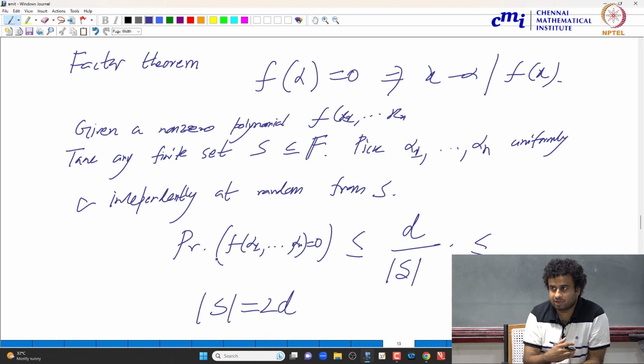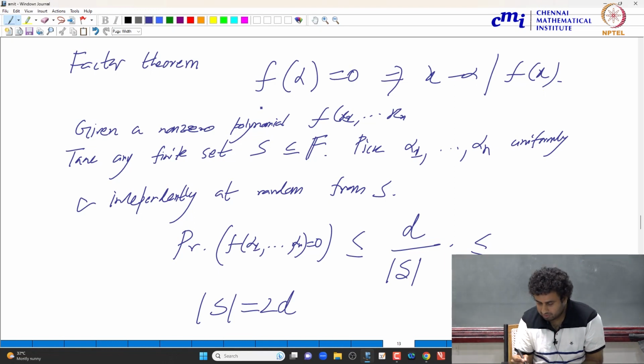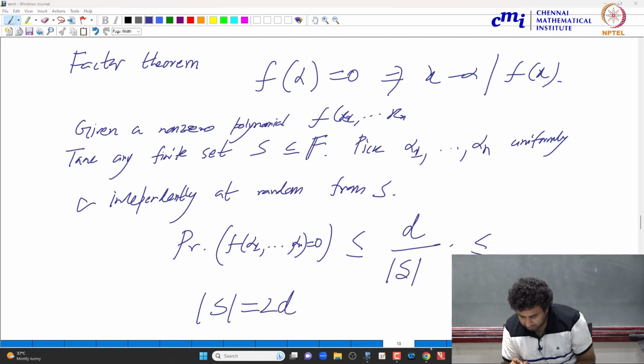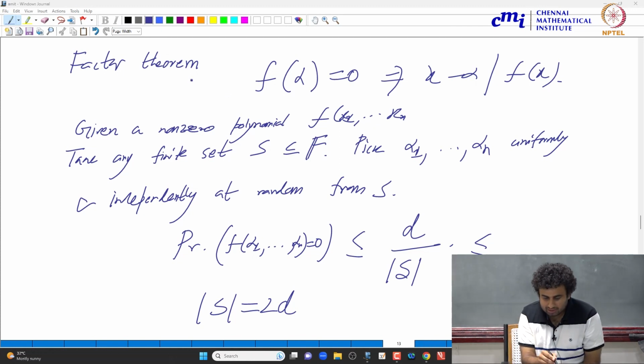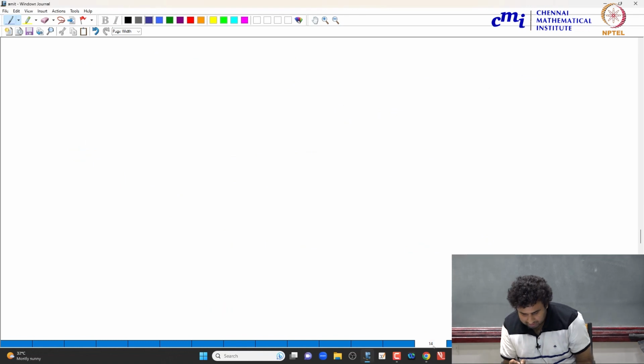You could also try inducting on the degree and first try to analyze the linear case and so on. But in this case, because the univariate case is easy to understand, it's more natural to try inducting on the number of variables. So let me quickly give you the proof. Assuming I didn't prove the univariate case completely, I just gave the hint that it follows from the factor theorem. You can try to fill in the details.